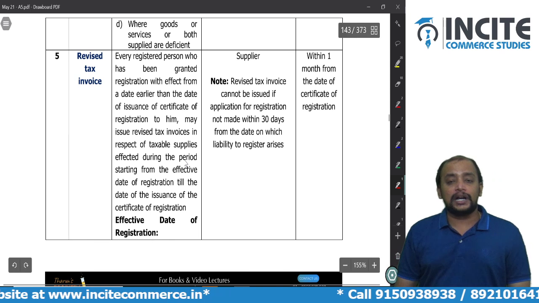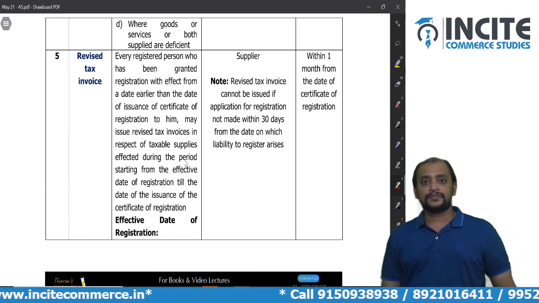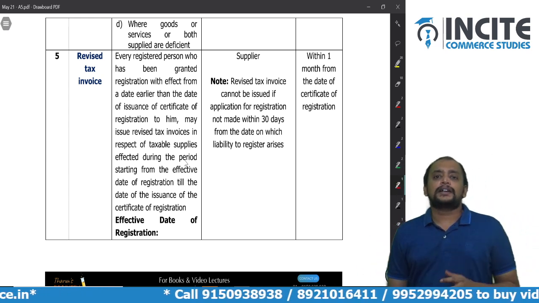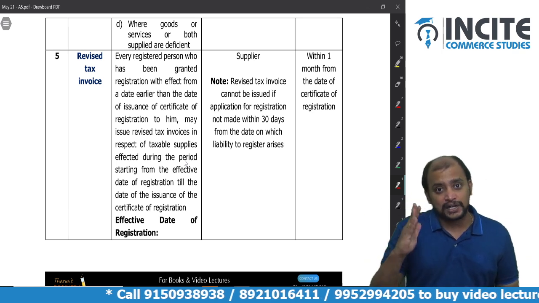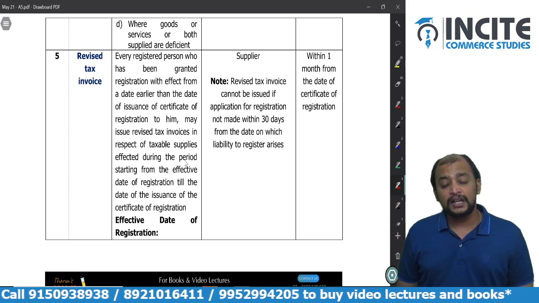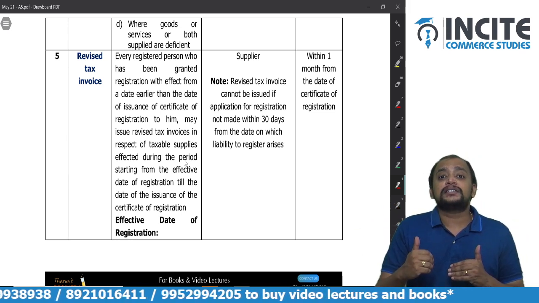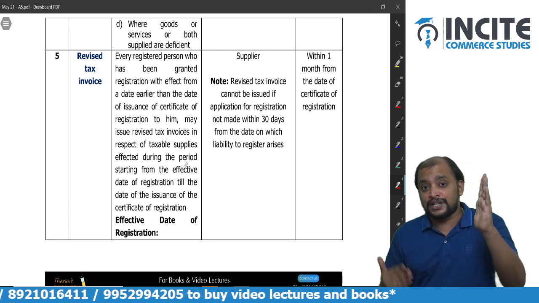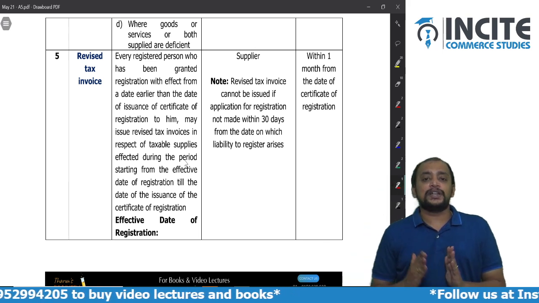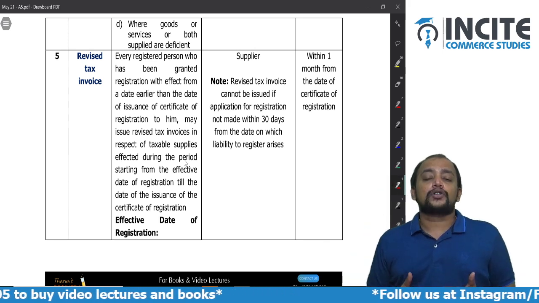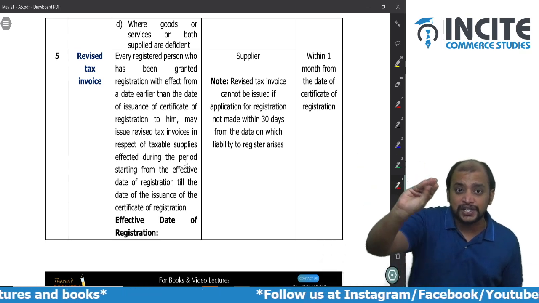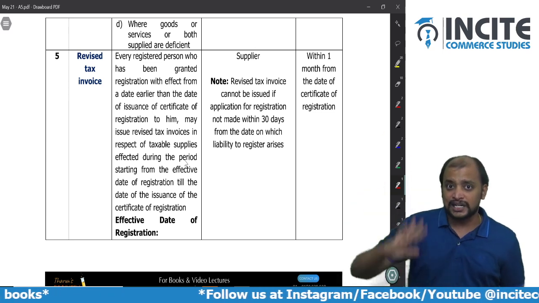Then there is something called a revised tax invoice. What is this revised tax invoice? Whenever a person is liable to get registered and he makes application for registration within 30 days, whatever are the outward supplies from the date he is liable to register until the time he gets the registration certificate, that period. For example, today I crossed the threshold limit and I am liable to register. I make application for registration within 30 days. Now I get the registration certificate.